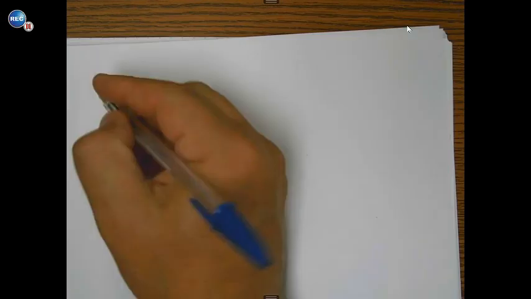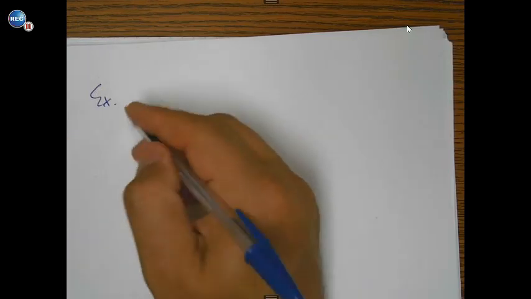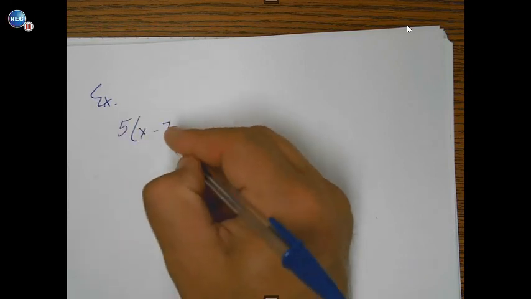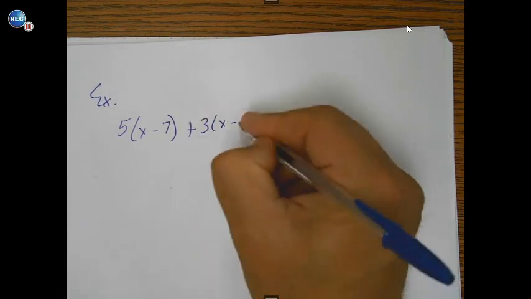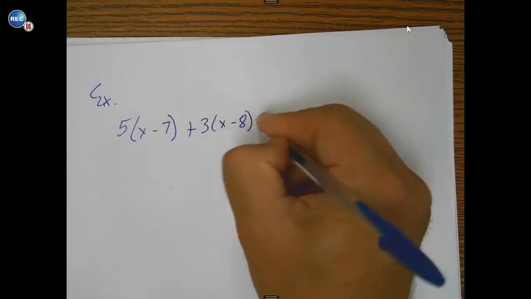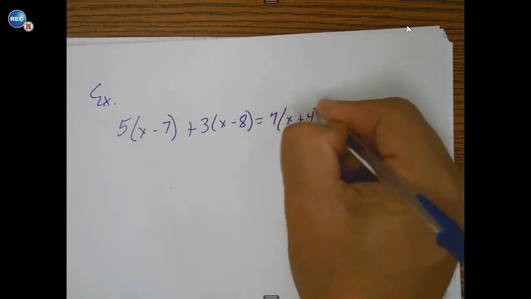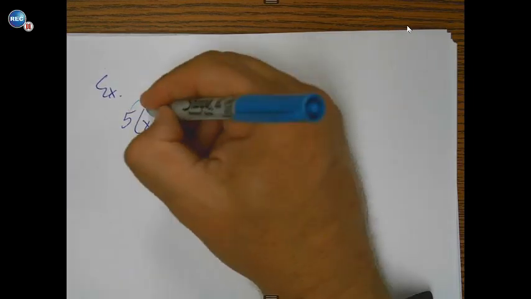Let's do a few more examples with fractions. What if I have to use the distribution property? So 5 times x minus 7 plus 3 times x minus 8 is equal to 7x plus 4. Now let's solve for x. Well, the first thing I gotta do is distribute.